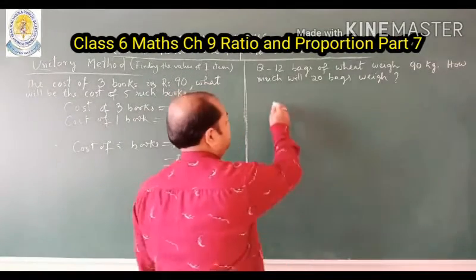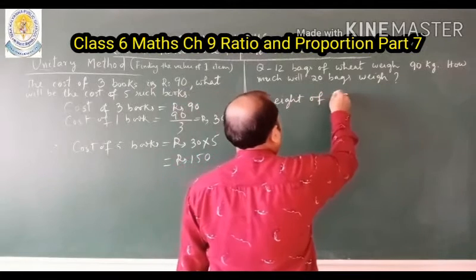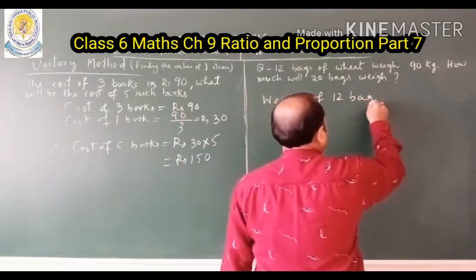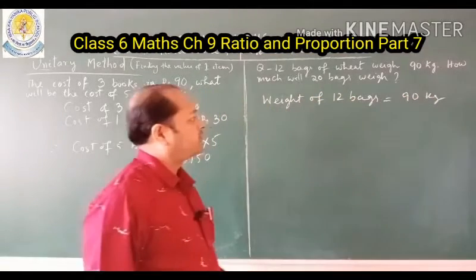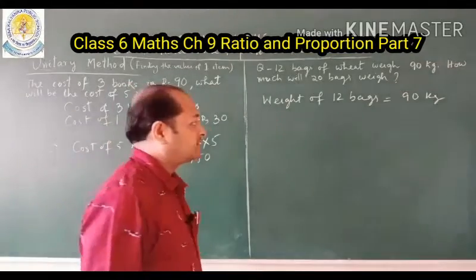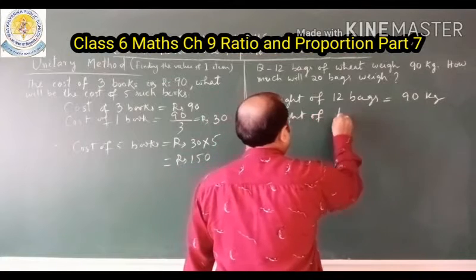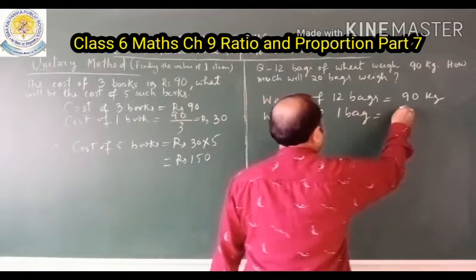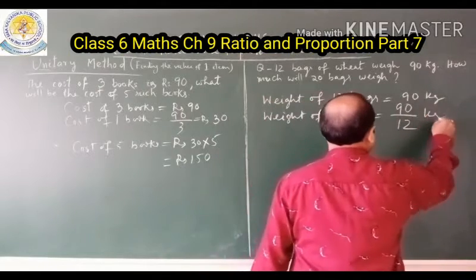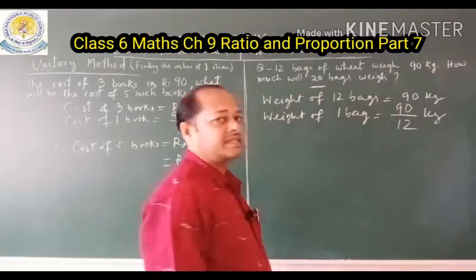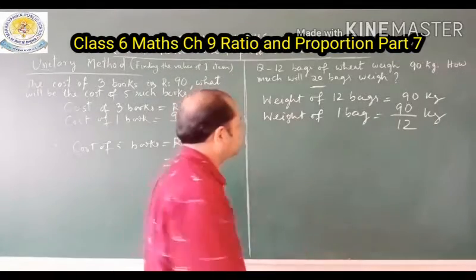Okay, start. So write in statement, weight of 12 bags equal to 90 kg. Then below you write weight of one bag equal to 90 divided by 12 kg. What do you have to find out? The question is asking to find out the weight of the 20 bags.